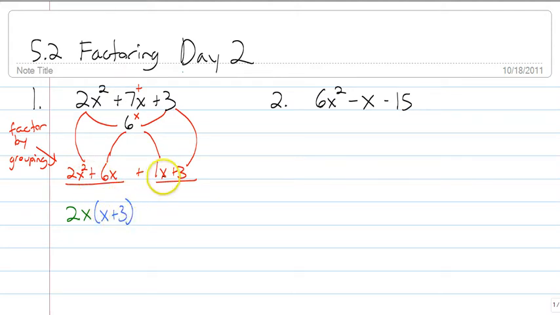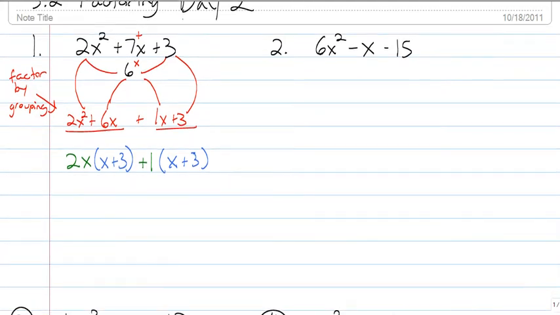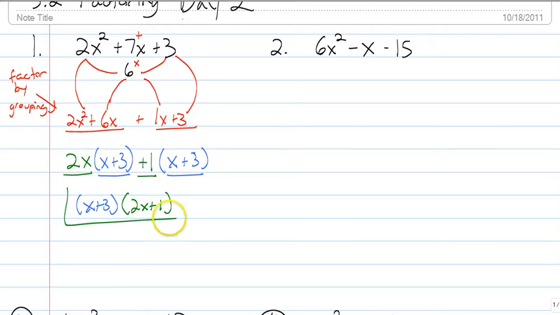Over here, you might look at that and go, I can't pull anything out. But in essence, you can pull out a 1 if necessary. Always try, if there's nothing that looks like it could be pulled out, pull out a 1, which just doesn't do anything with the problem. And we get to here. Now remember with grouping, these need to match, and sure enough, these pieces match. So one of my factors is x plus 3, and the other one is the remaining stuff outside, 2x plus 1. So the answer to this problem is x plus 3 times 2x plus 1.